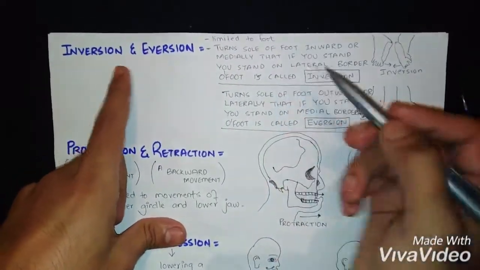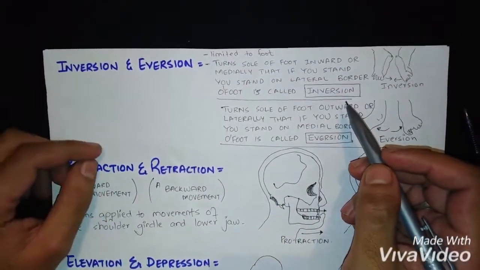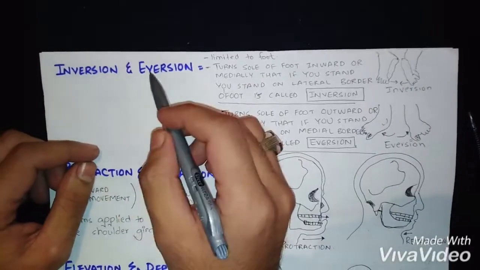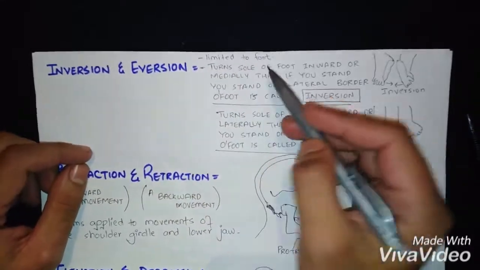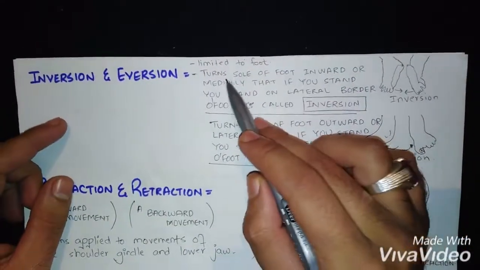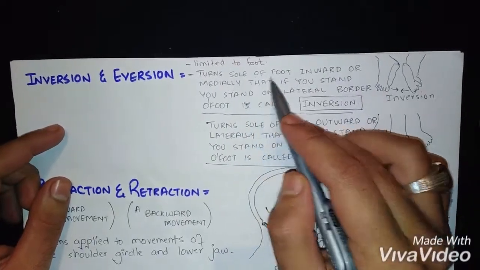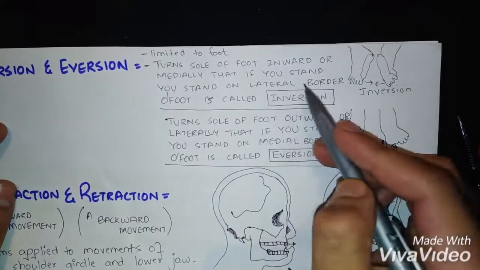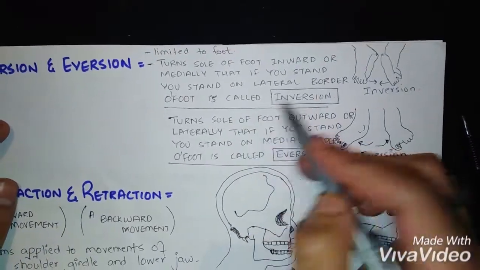Now we will talk about some basic terms which are used especially for the foot, limited to the foot. We talk about inversion and eversion. Inversion turns the sole of the foot inward or medially, that is, if you stand on the lateral border of the foot, it is called inversion.